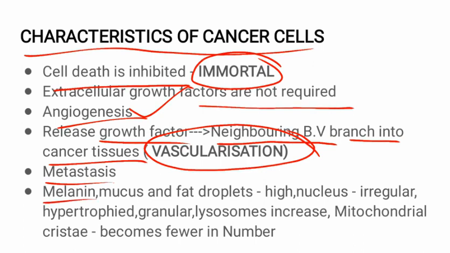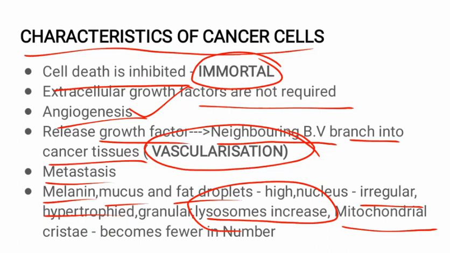Melanin, mucus and fat droplets are going to be present in high amounts in cancer cells. The nucleus of the cancer cells is very irregular, hypertrophied and granular. Okay, lysosomes inside the cancer cells are going to increase, and mitochondrial cristae are going to become fewer in number.